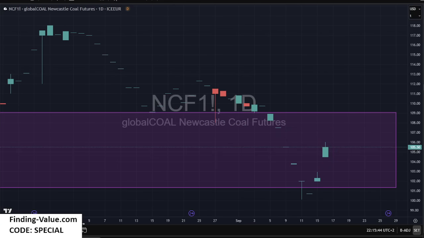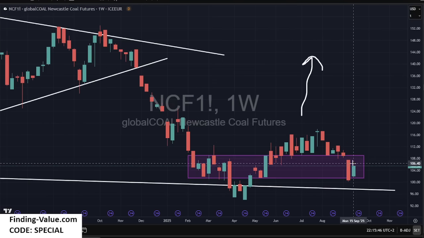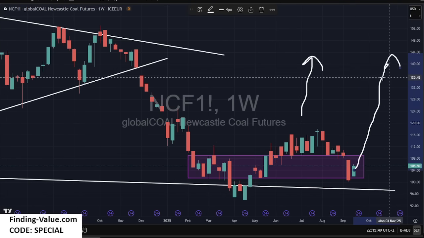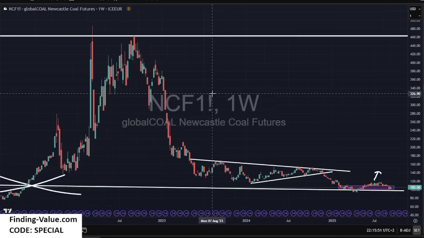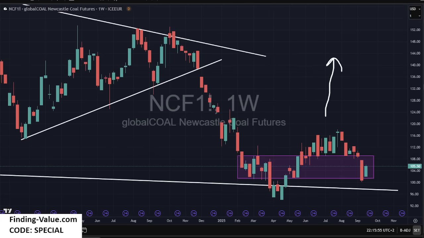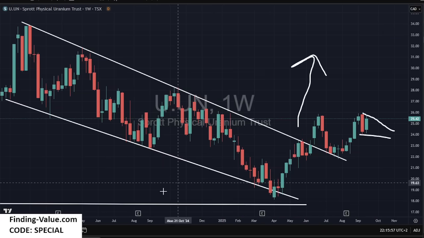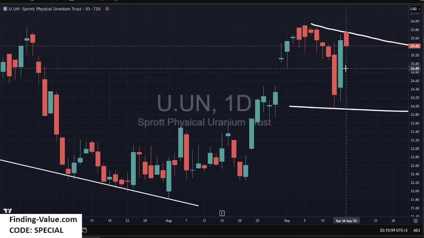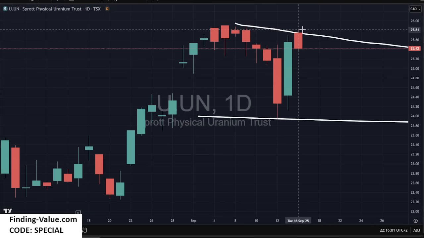Newcastle Coal Futures up 3.13. That's ripping. That's looking pretty strong. Maybe we can get a bottom here and get moving. That'd be a fun little move or big move coming. Sprott Physical Uranium Trust down slightly. I put my little arrow there. Now this can keep going.